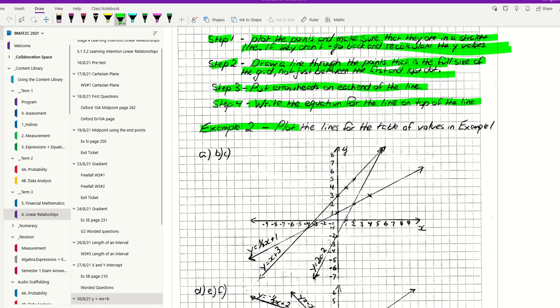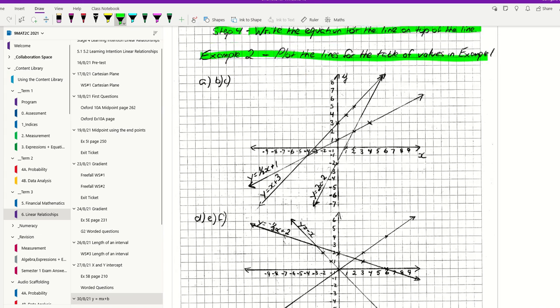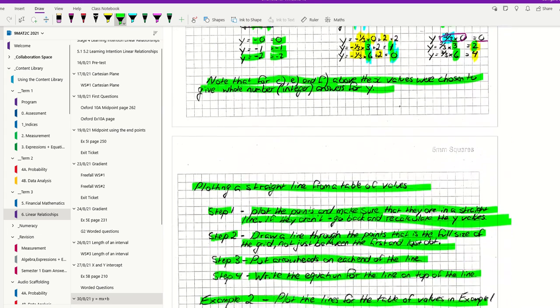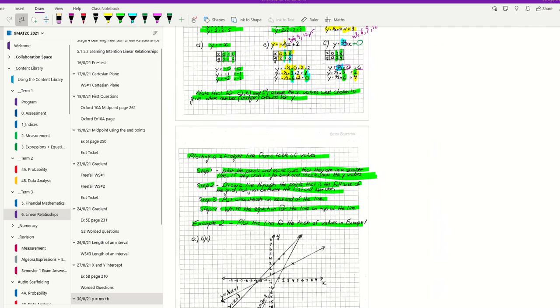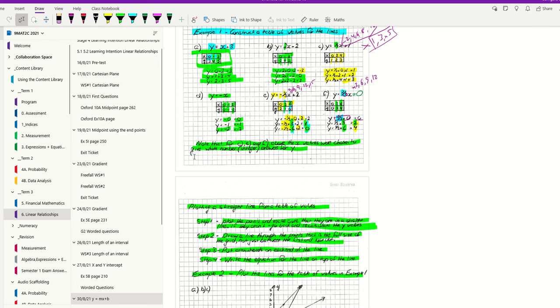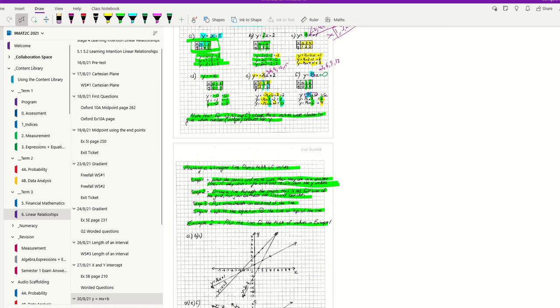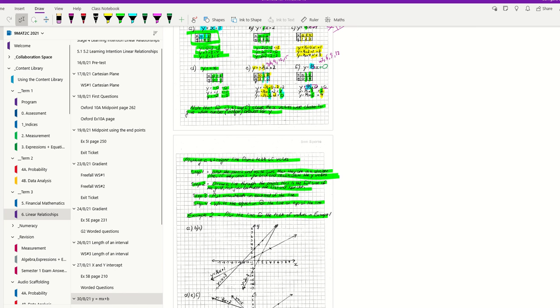Make sure you do that, because you put a line in somewhere, and you get the marks for writing which one is on top. Okay, so example 2, plot the lines for the tables of values in example 1. So what I've done here is I've gone back, I'm going to have to scrunch it down so you can see. Basically, I plotted on the first axis those ones up the top there. Hopefully you've done them in your book, and so you can see what I've done. That first one, I've got y equals x plus 3, and my points were 0, 3, 1, 4, and 2, 5, and I've drawn my line through it. I'll put arrows on it, and I've written the equation y equals x plus 3 on it there.